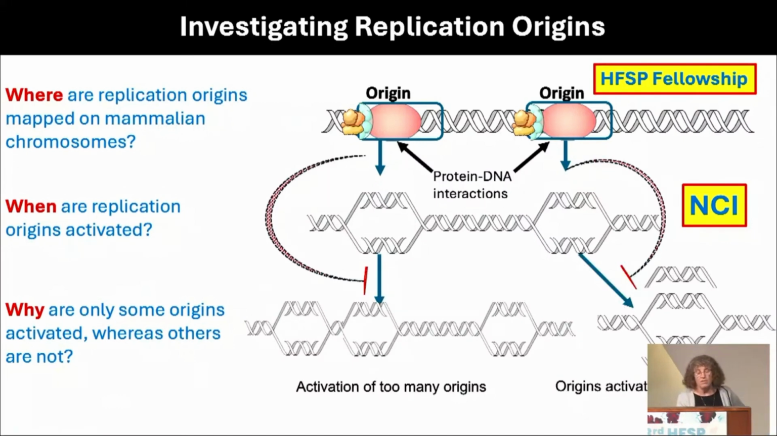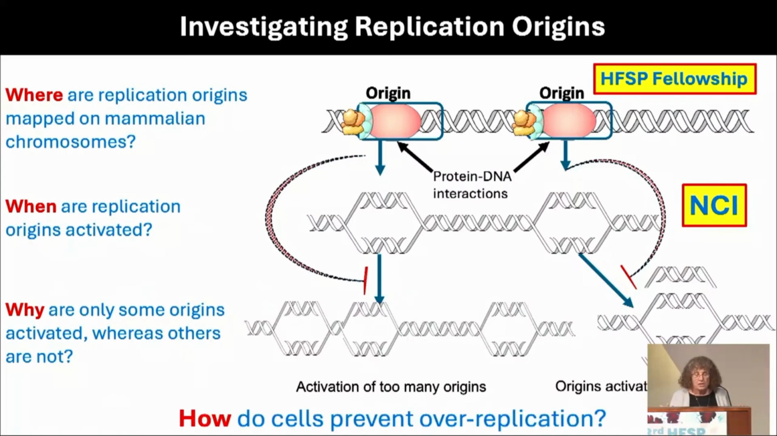We have deciphered some cases in which the protein DNA interactions that we have unraveled are important to prevent activation of too many origins, and that can occur either by activating too many origins one next to the other or by reactivating the same origin more than once. And this is what we are currently focusing on, trying to understand how cells prevent overreplication.